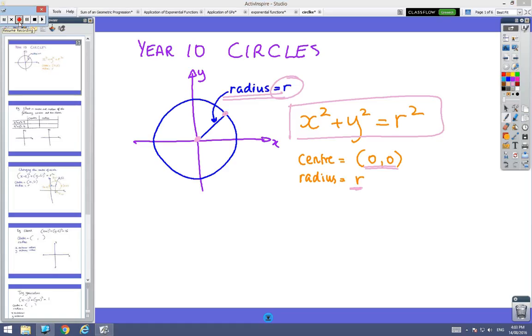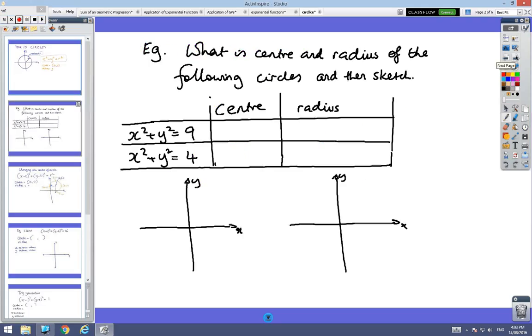So that's the basic circle. Let's have a look at some easy examples. In these particular ones, what's the center and what's the radius of the following circle? I'll do the first one with you. The center is at 0, 0, and the radius is the square root of 9, which equals 3. The radius is 3, because this number here is r squared. So the radius is not 9, the radius is actually 3. Have a go at the second one, and when you're ready, come back live.